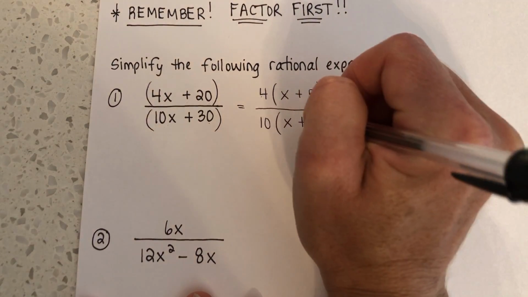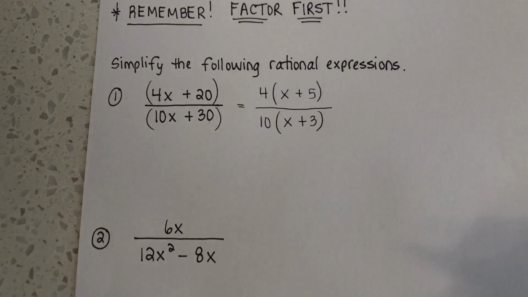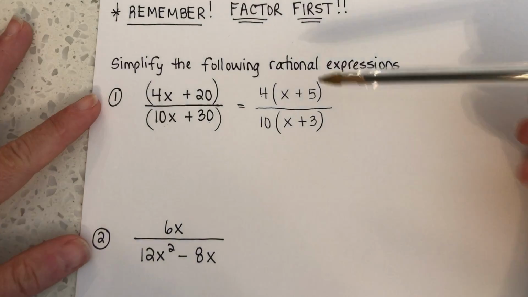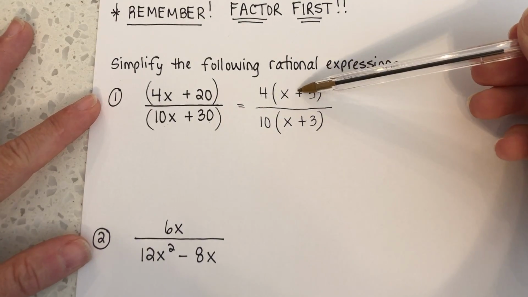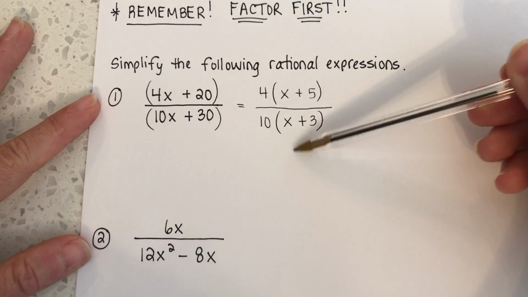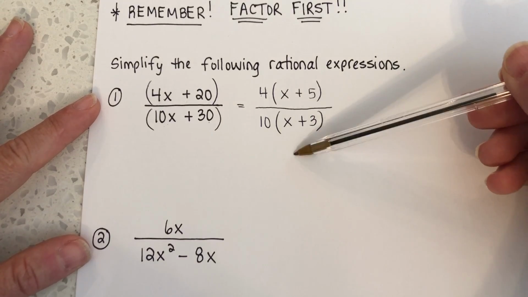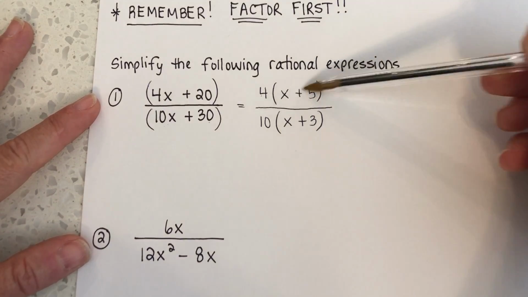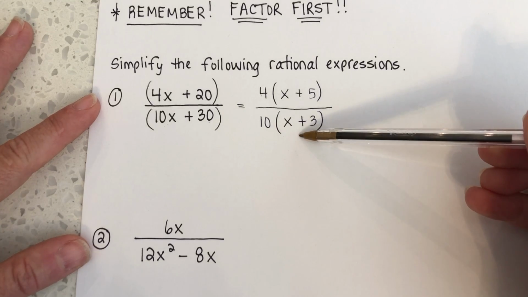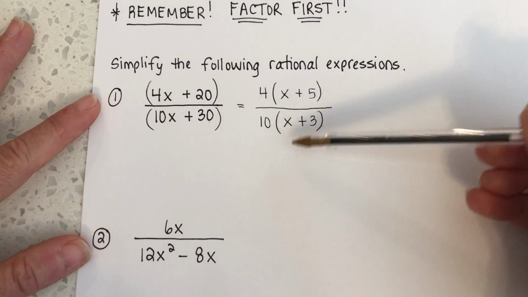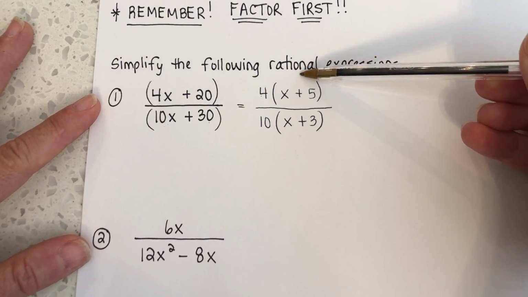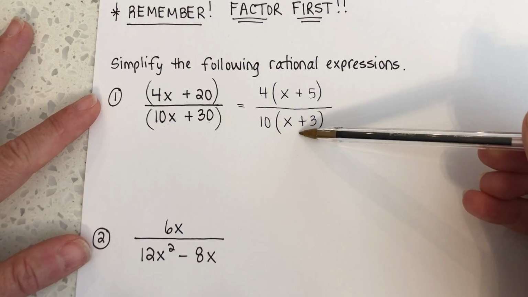X plus 3. So normally the easiest things that we see can cancel are the packages. X plus 5 would only cancel with another x plus 5. Since there isn't an x plus 5 in the bottom, that means it's going to stay. There's no way this is going to cancel. X plus 3 is a package. It would only cancel with another x plus 3 on top, and there isn't one. So that means it's not going anywhere.